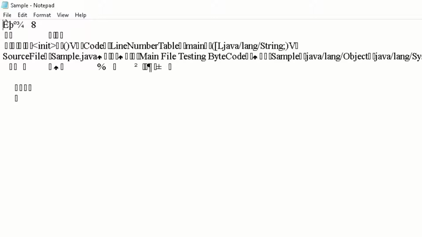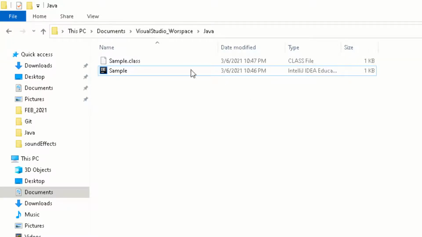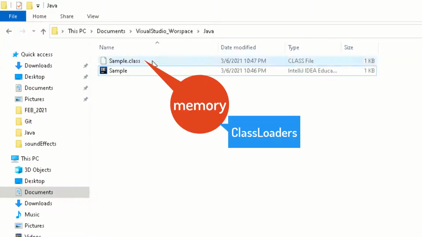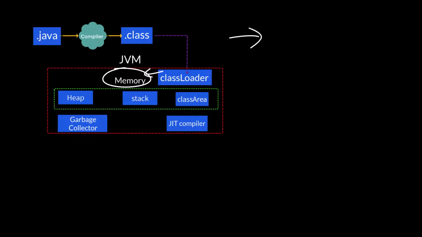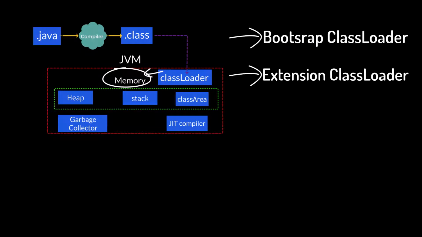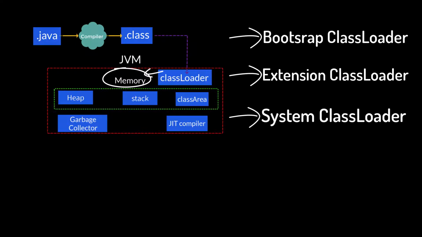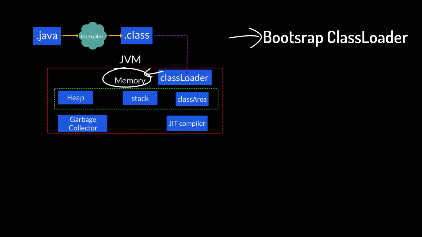Now after we generate the .class file, what happens next? This .class file will be loaded into memory by the ClassLoader. And what exactly is a ClassLoader and what does it do? The job of the ClassLoader is to bring your .class file into JVM memory so that it can run. ClassLoaders are of three types: Bootstrap ClassLoader, Extension ClassLoader, and System ClassLoader. Bootstrap ClassLoader is machine code which kick-starts when JVM calls it. Its job is to load the first Java class loader.